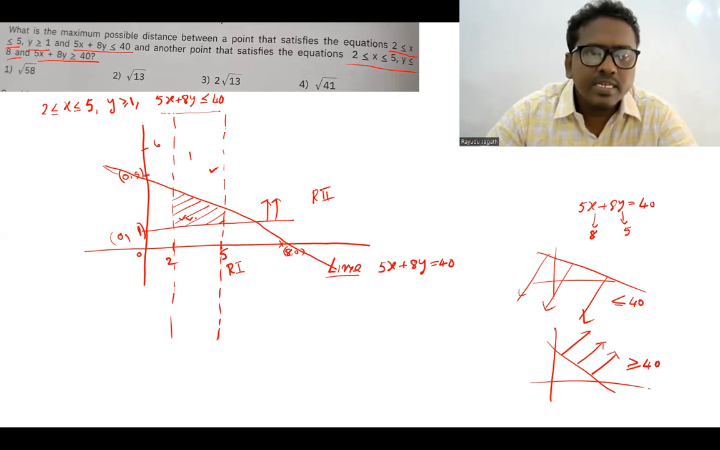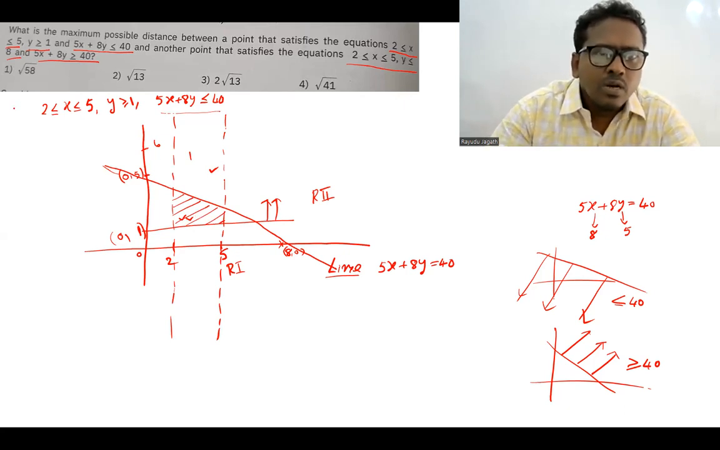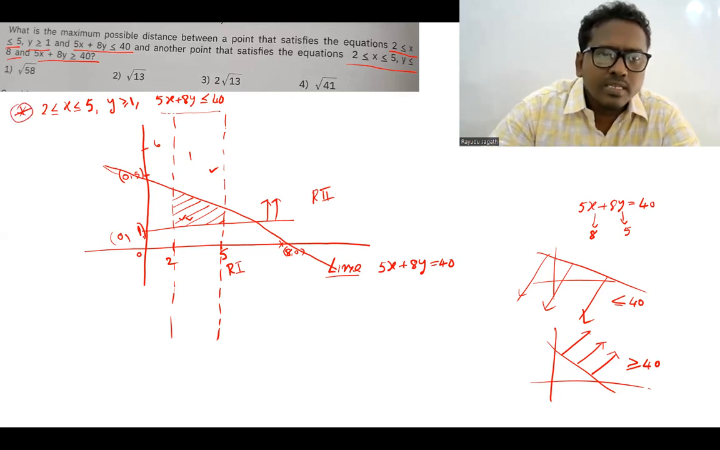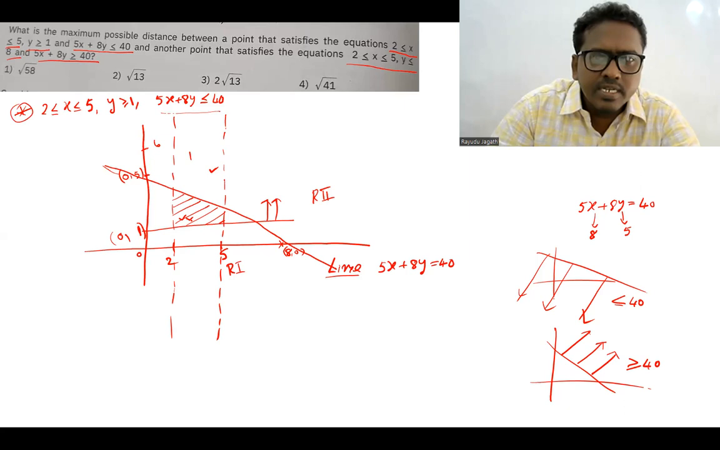This red shaded region corresponds to 2 less than or equal to x less than or equal to 5. If you observe the shaded region, it is 2 less than or equal to x less than or equal to 5, and y greater than or equal to 1. Therefore, y greater than or equal to 1, and 5x plus 8y less than or equal to 40. So this region A satisfies all the conditions in the first part of the equation.